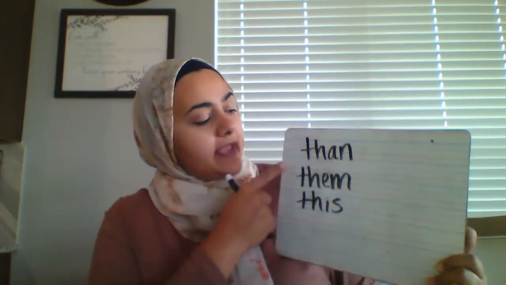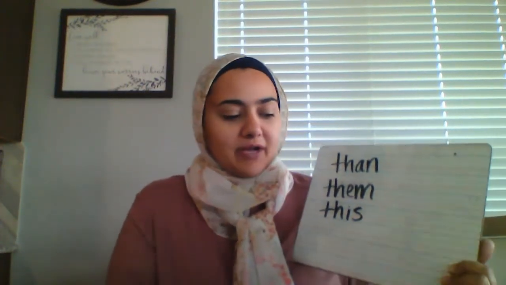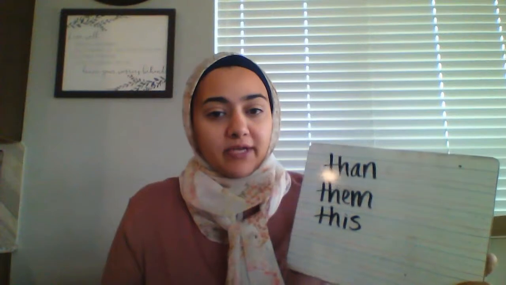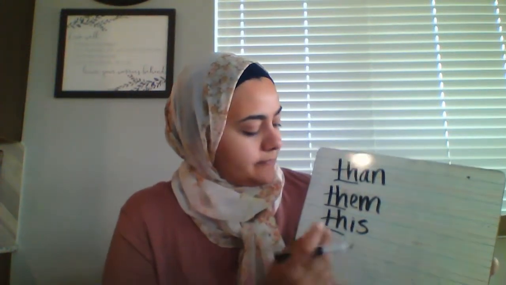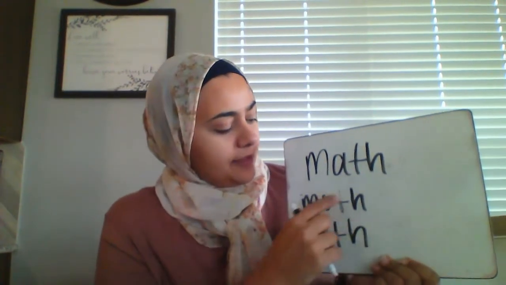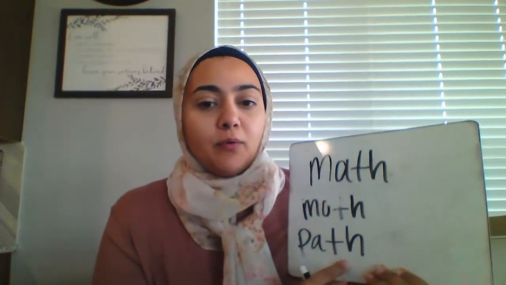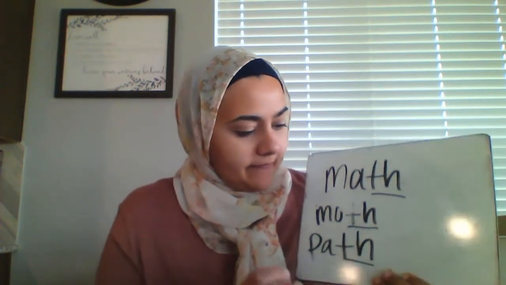Okay? And how do we code diagraphs again? We underline them. Very good. We underline them. So let's look at our diagraphs we wrote here. We have than, them, this. Are those voiced or unvoiced? Those are voiced. Very good. So we are going to underline them. Okay? And then let's look at the other words. We have math, moth, path. What two letters make that sound? T and H. Underline those. Very good.